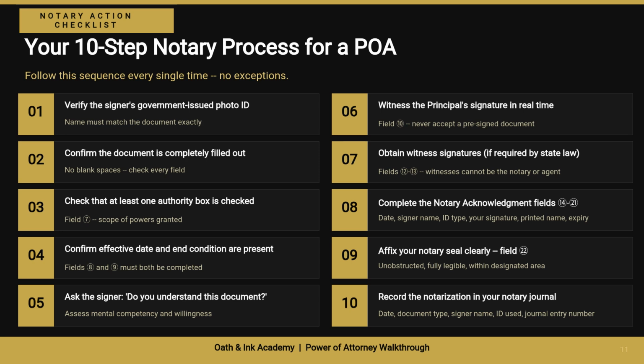Step 6. Witness the principal's signature in real time. Step 7. Obtain witness signatures if your state requires them. Step 8. Complete all fields in the notary acknowledgement section: date, signer name, ID type, your signature, your printed name, and your commission expiration. Step 9. Affix your seal clearly and completely. And step 10, and so many notaries skip this: record the notarization in your notary journal. That journal is your legal protection if this document is ever challenged. Follow these 10 steps every single time, and you will never have a problematic notarization.